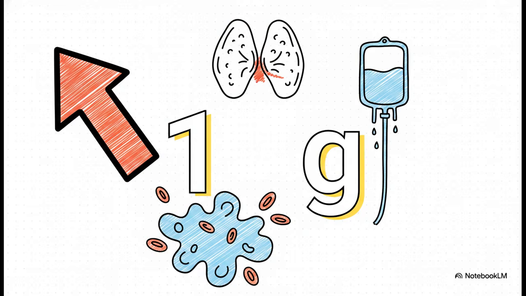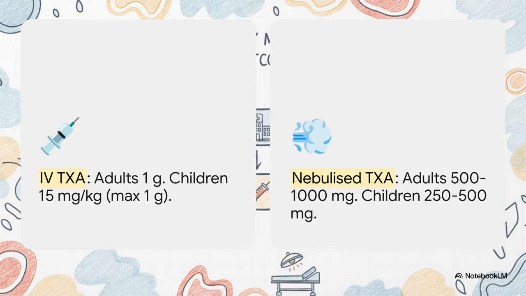Now, if you remember just one number from this explainer for immediate pharmacological management, make it this: 1 gram. 1 gram is the definitive adult IV dose of tranexamic acid, or TXA, to help stabilize that clot formation. Obviously, dosing varies based on demographics and routes. So while adults get that flat 1 gram IV, children require a carefully calculated 15 milligrams per kilogram IV, capping at a maximum of 1 gram.